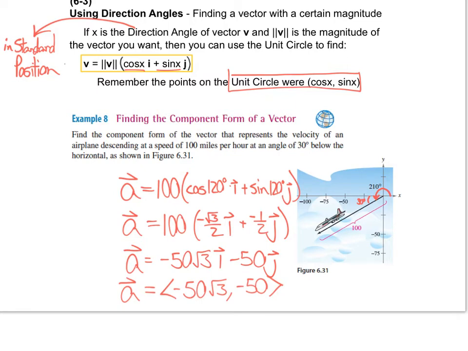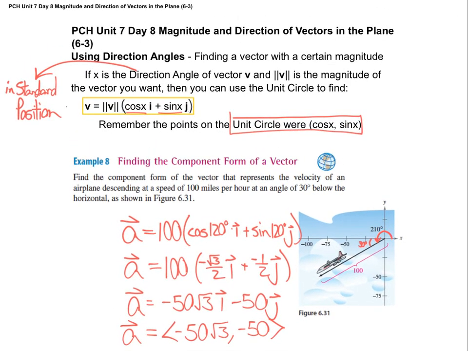Okay? Also, while it's descending, this horizontal, 50 times root 3, which is about 1.7, that would be about 85 miles per hour going towards the west here. All right? If we're so far away from the airport that we're covering 85 miles of ground for every hour that it's in the air, that tells us a little bit about the horizontal movement.